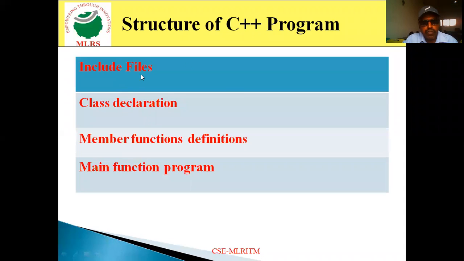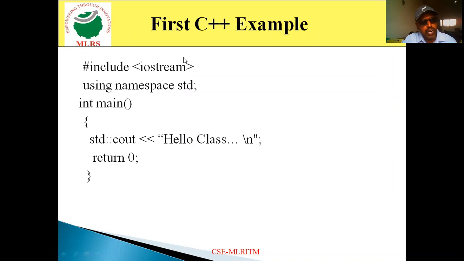Now, come to the next one. It is important, that is nothing but the structure of a C++ program. Basically, in every programming language, there is one particular structure. Based on that structure, we have to write the programs. So every programming language has its own program structure. Like C has one unique program structure, likewise C++ also has one particular program structure, and that program structure is this one.